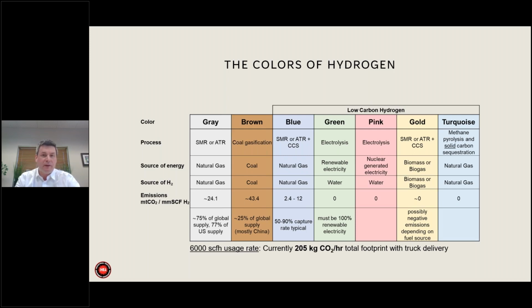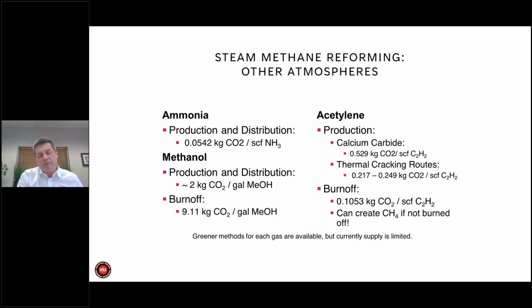So a customer of mine might normally be using 6,000 standard cubic feet per hour of hydrogen. If they're using it in their process with gray hydrogen, they'd be emitting 205 kilograms of CO2 per hour, which is 4 times more or less than nitrogen. And if you did blends of nitrogen and hydrogen, that would all come out somewhere in between those two numbers. For other atmospheres produced by steam methane reforming, I'm not going to go deep into this, but ammonia, methanol, and acetylene are all made using natural gas. So they're going to have a carbon footprint before they even get into your plant, and that's what the numbers would be.